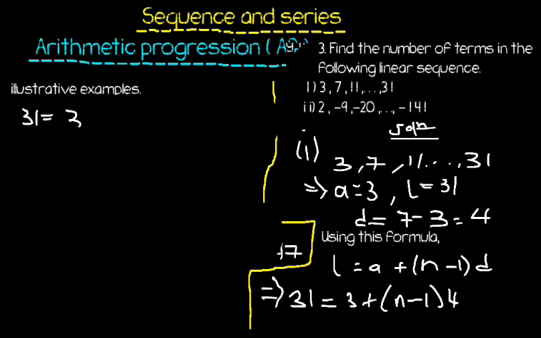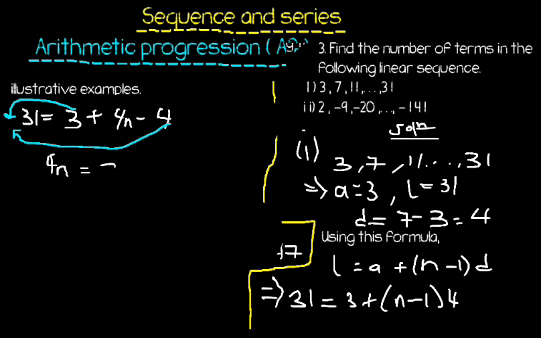So now you can say that 31 is equal to 3 plus. You multiply through by 4, the n minus 1: 4 times n and 4 times 1, so we are getting 4n minus 4. So you send the 4 and the 3 to the other side of the equation, making 4n equal to 31 minus 3 plus 4. Note, because 4 here was negative, if we move it to the other side of the equation, it becomes positive. So 4n is equal to 32.